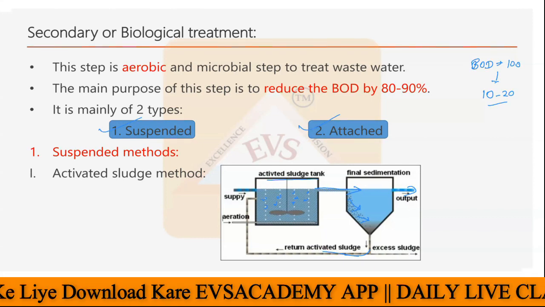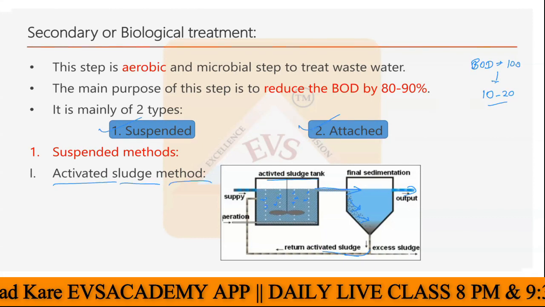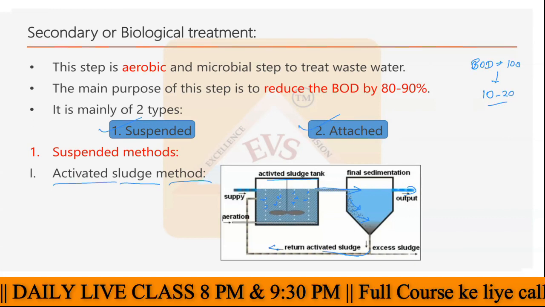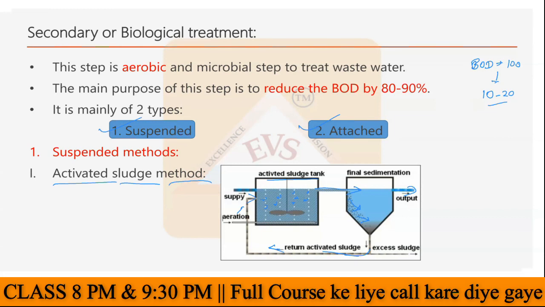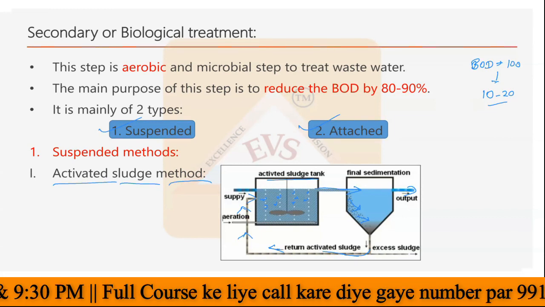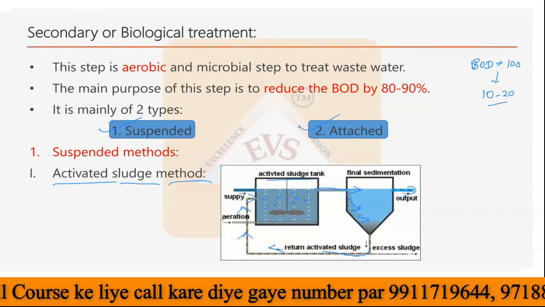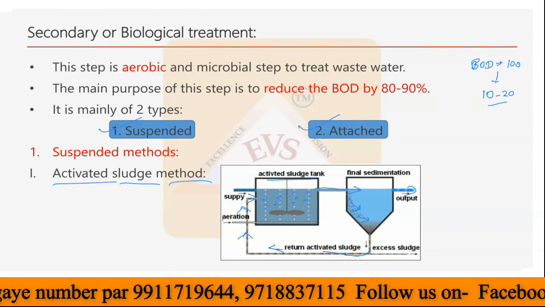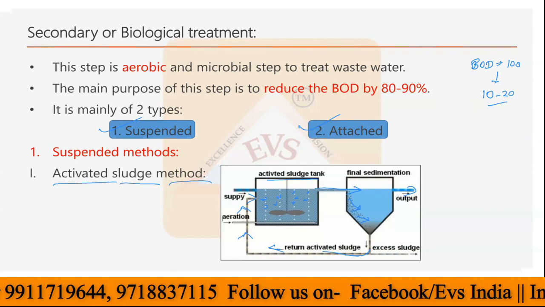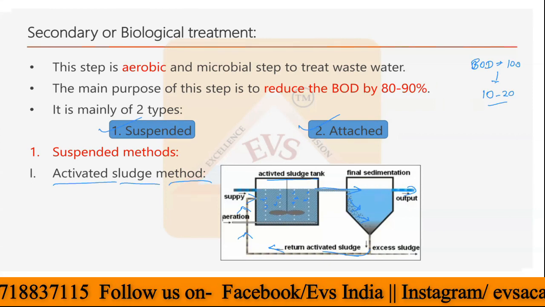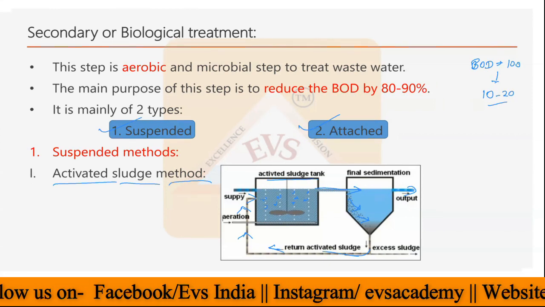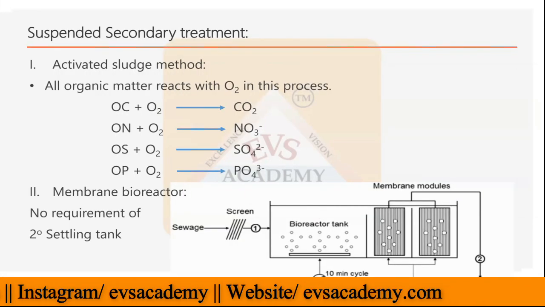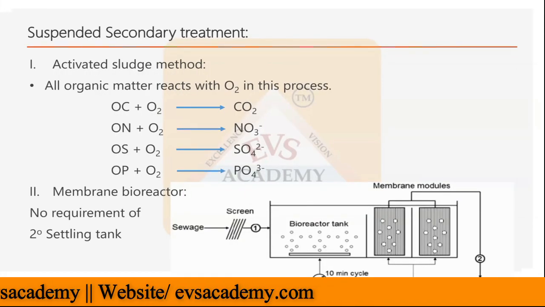In the suspended type, we have the activated sludge method. Why activated? Because this activated sludge is returned to the main tank. It is the activated sludge tank. Why? Because it contains a very high amount of microorganisms, which we don't want to lose. So the process would be fast here. That's why the first suspended method is the activated sludge method. The other methods under the suspended methods we will see in the upcoming slide.